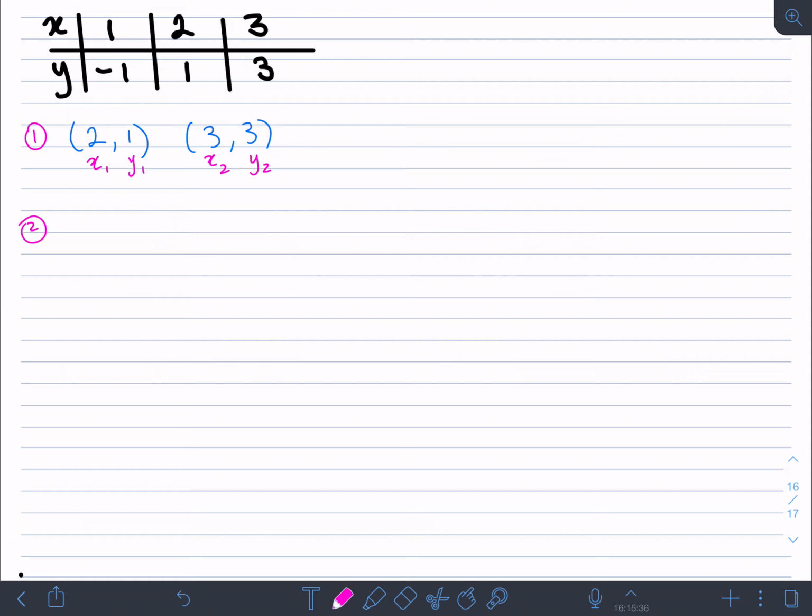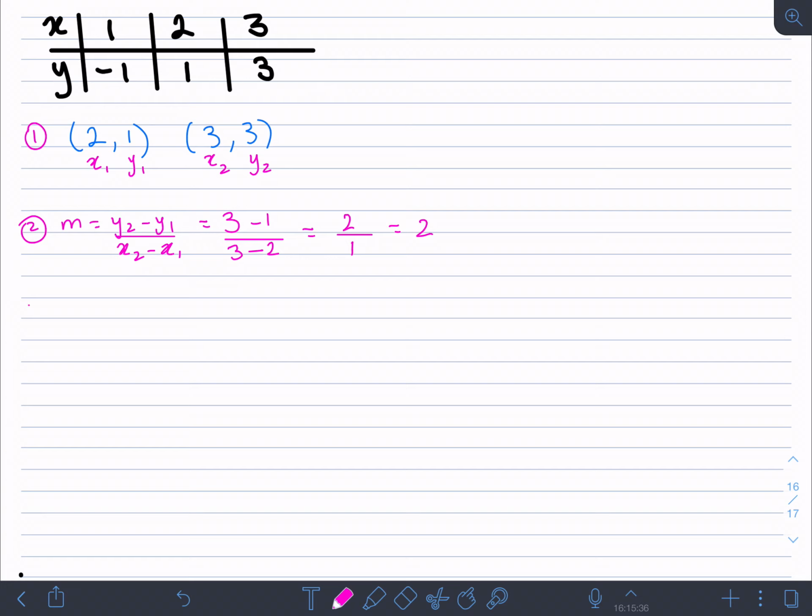I use the gradient formula, which is y2 minus y1 over x2 minus x1. So we just substitute these in now. I have y2, which is 3, minus 1, over x2, which is 3, minus 2. I have 2 over 1, which equals 2. So I found my gradient to be 2.